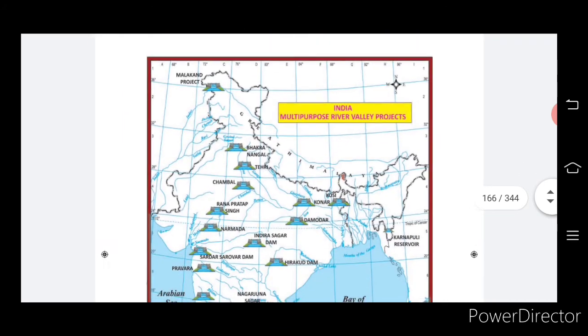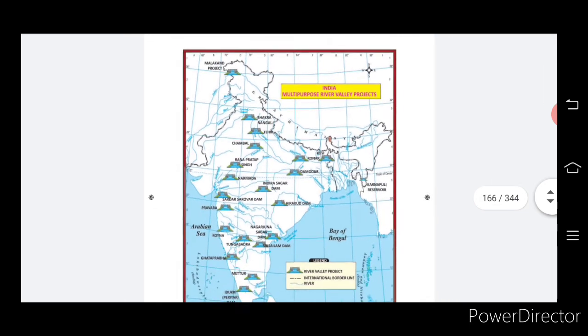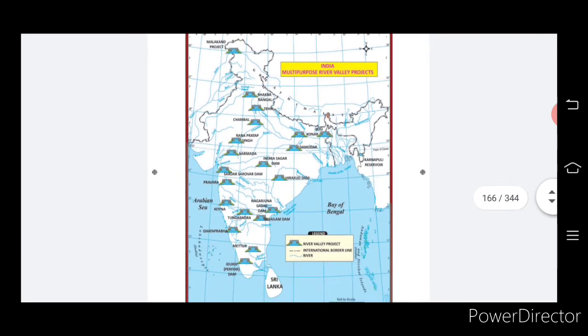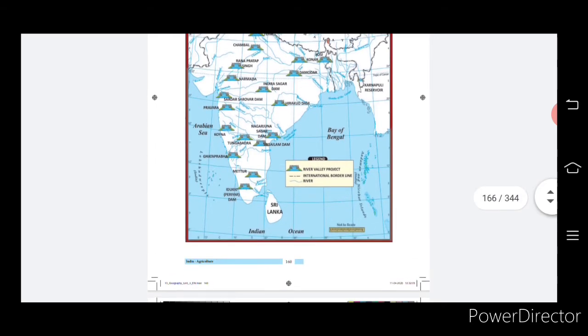Now coming to the India multi-purpose valley project, just look at the map. You can see the river valley project. Wherever the dam-like models are, they are called river valley projects. So many places have implemented the river valley project. The dark line is the international border line on the north side, the topmost, from Gujarat going through Jammu and Kashmir until the Himalayan side. That is the international border line, and the rivers are the flowing places.